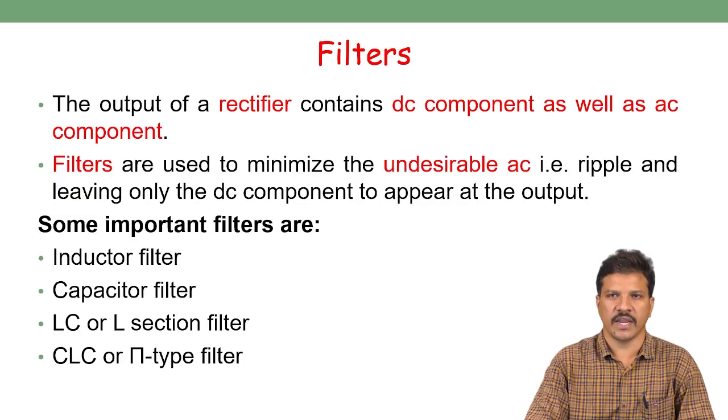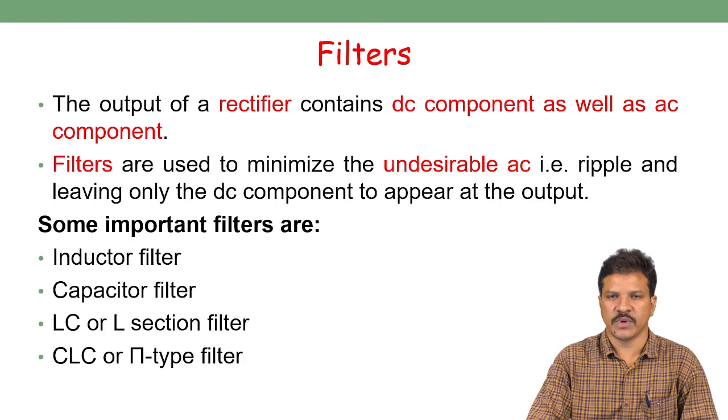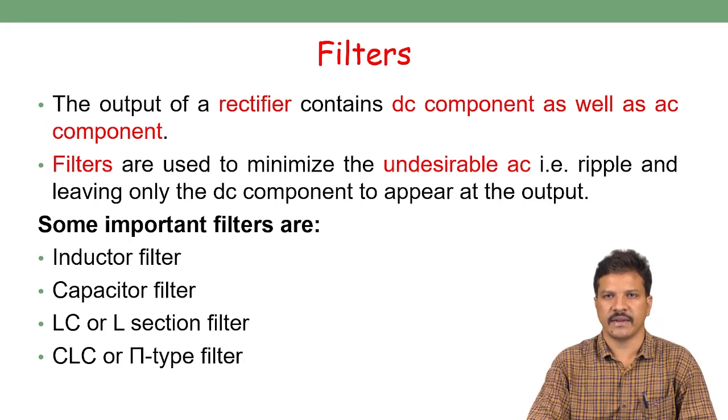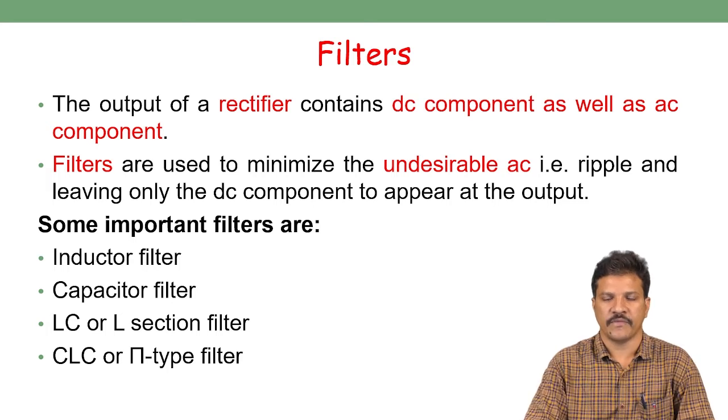The output of a rectifier contains not only the DC component but also AC components. So that's why we should go for filters. A filter is a simple electronic circuit which filters out the AC components which are coming from the rectified output. Generally, filters are used to minimize the undesirable AC components, that is the ripple in the output, leaving only the DC component which will appear across the load resistor.